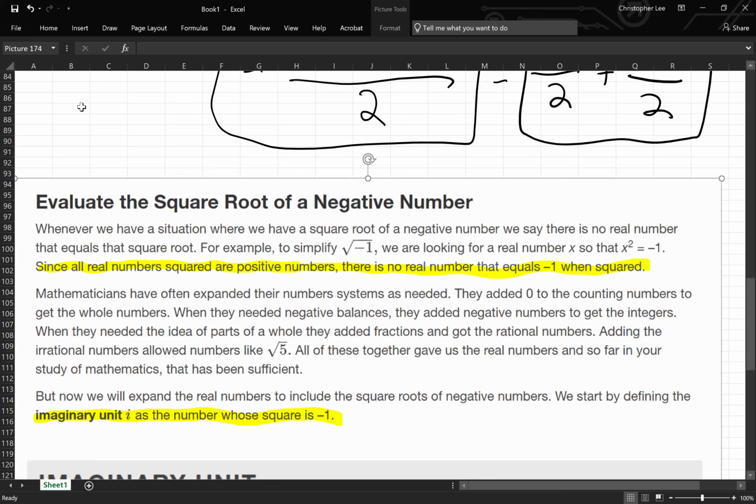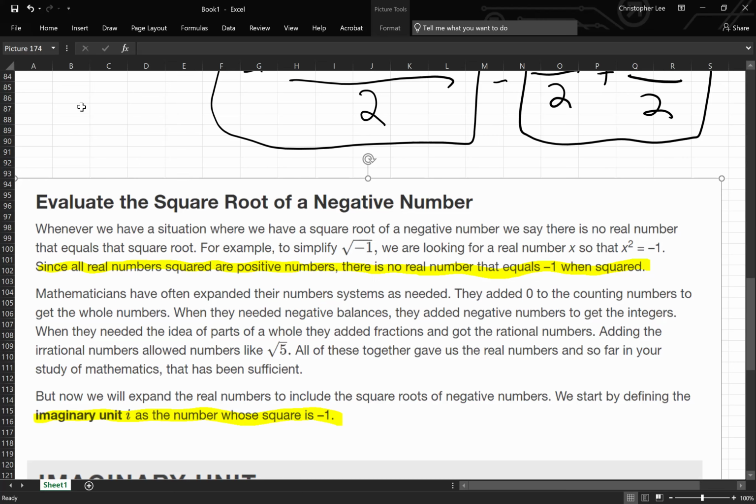Mathematicians have often expanded their number systems as needed. They added 0 to the counting numbers to get the whole numbers. When they needed negative balances, they added negative numbers to get the integers. When they needed the idea of parts of a whole, they added fractions and got the rational numbers. Adding the irrational numbers allowed them numbers like the square root of 5. All of these together gave us the real numbers, and so far in your study of mathematics, that has been sufficient. But now we will expand those real numbers to include the square root of negative numbers.